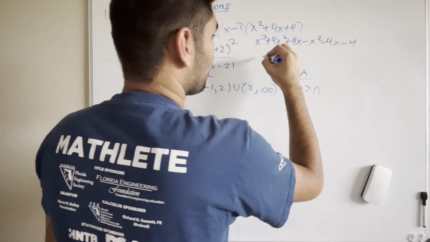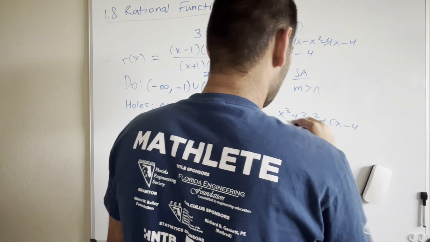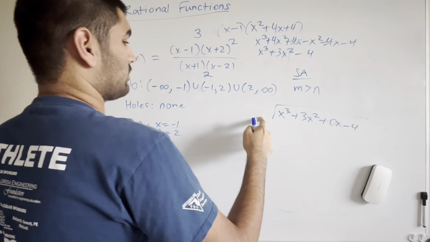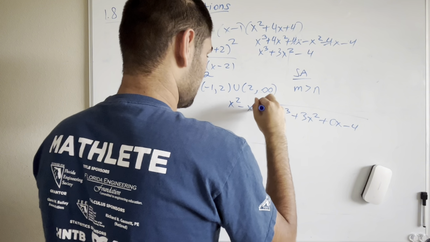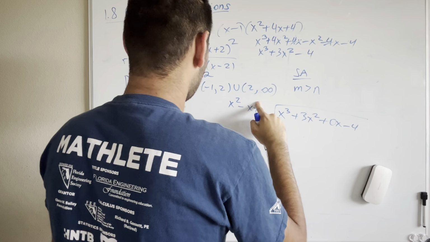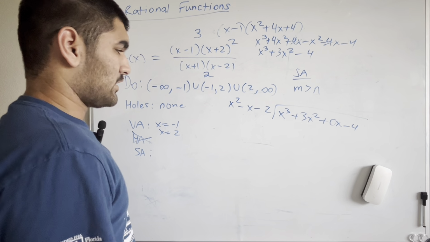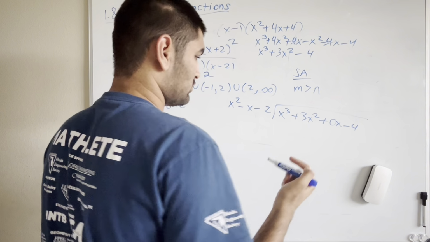So you get x cubed plus 3x squared. I'm going to add a 0x term just as a placeholder, since we are doing long division. And then divide that by this, which if you expand this out, you should get x squared minus x minus 2. Okay, good.